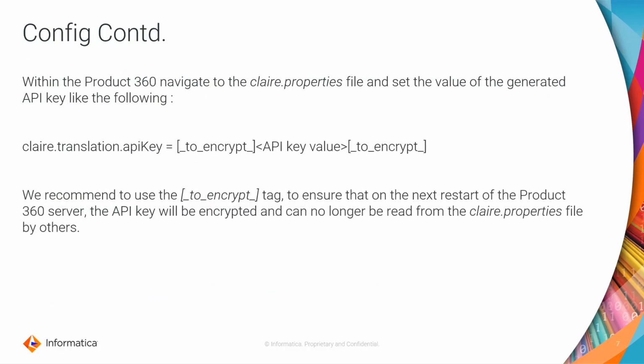Within P360, there is a file called clay.properties, which is present in the P360 configuration HPM. Inside this file, there is a configuration you'll have to do, which is the Claire translation API key, in which you'll give your API key value. We encourage you to use the encrypt tag so that the API key value is encrypted and anyone who logs in cannot see the real value when they open the file.